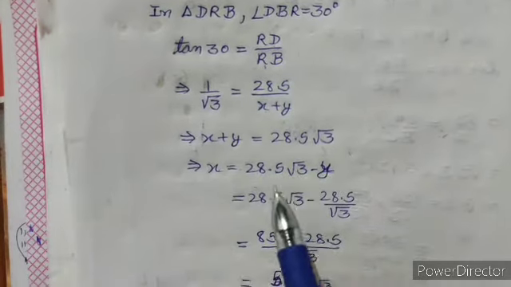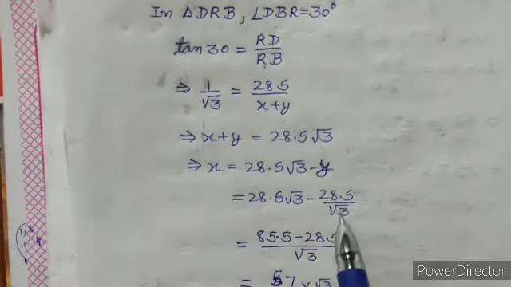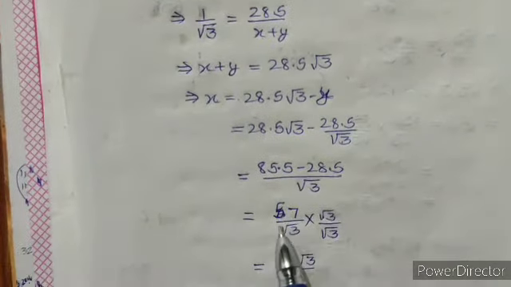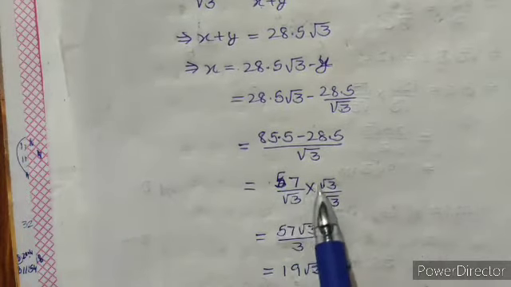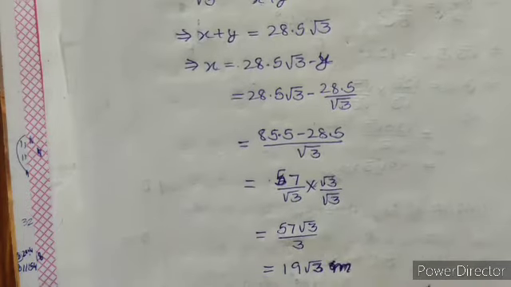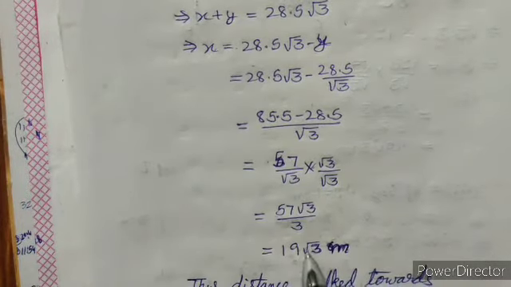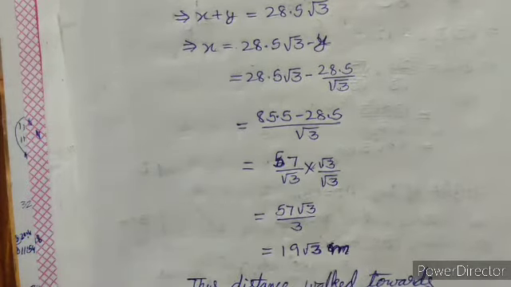Now from the first equation we can put the value of y, that was 28.5 upon root 3 meter, and this on solving will give us the value of x as 57 upon root 3, which we can rationalize by multiplying the numerator and denominator by root 3 to give us the value of x as 19 root 3, which was the distance traveled towards the building.